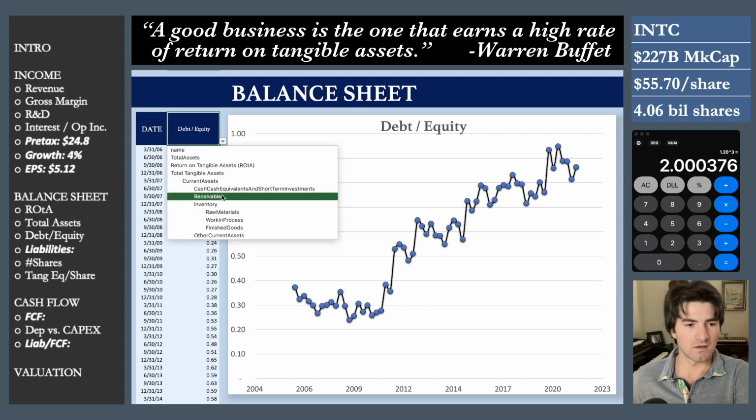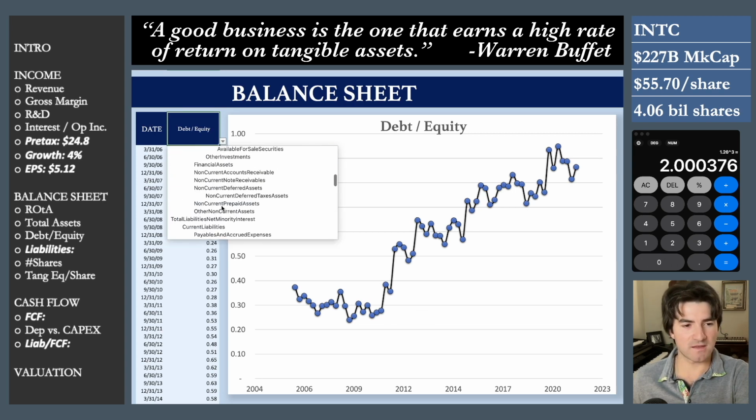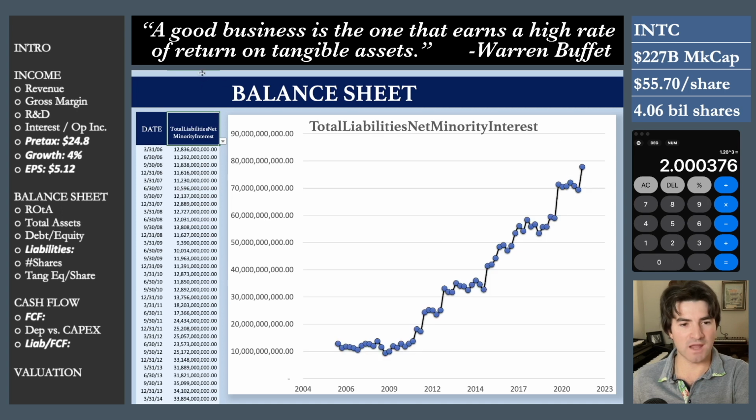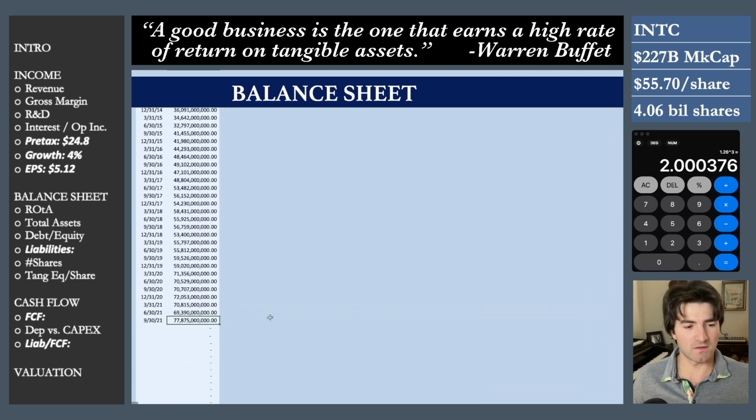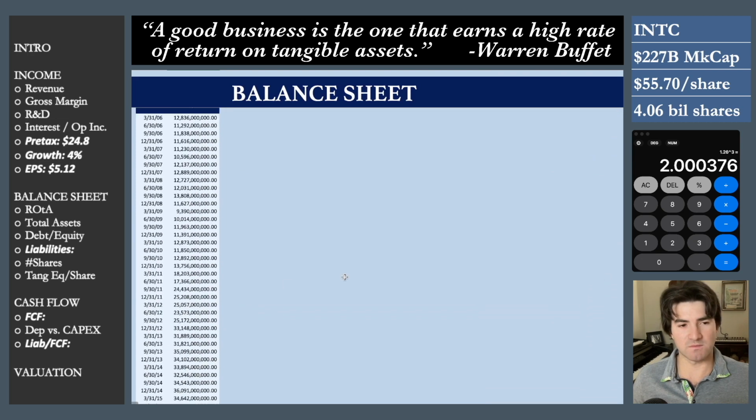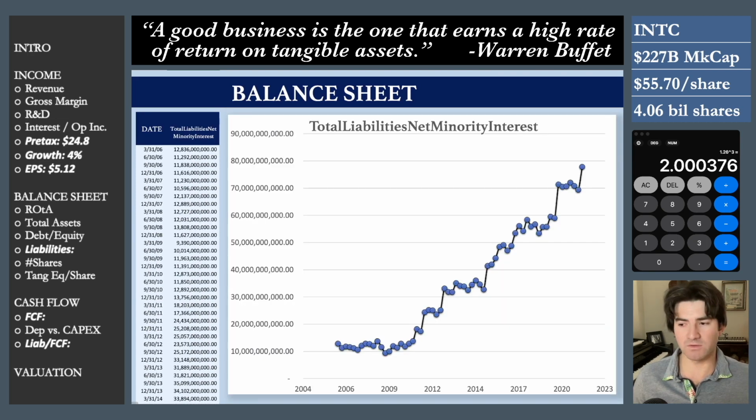All right, let's go to total liabilities. The reason I'm going to write this number down is because I want to use another combo metric from the cash flow statement once we get there. So all I'm going to do is write down the most recent liability number. So let's see, it's 77.8 billion. So I'm just going to say 78 billion over here in the outline.